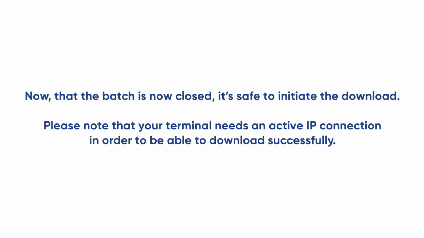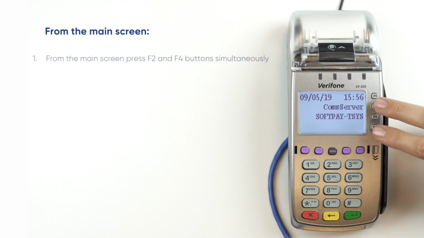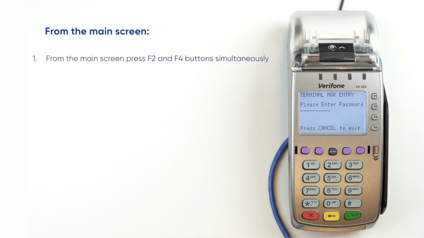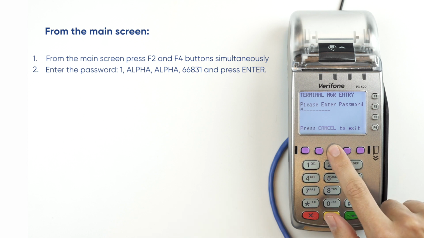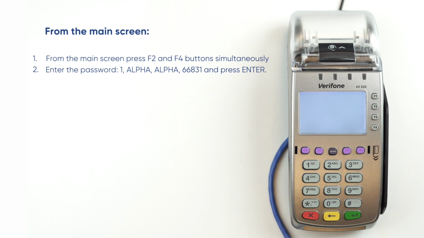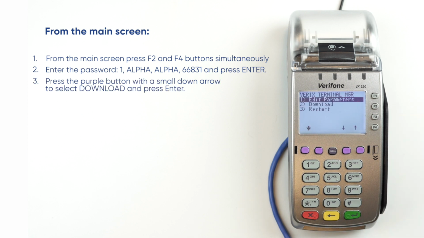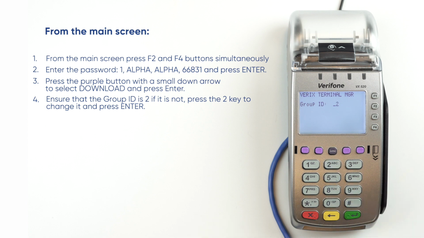Please note that your terminal needs an active IP connection in order to be able to download successfully. From the main screen, press F2 and F4 buttons simultaneously. Enter the password 1alpha66831 and press Enter. Press the purple button with a small down arrow to select Download and press Enter. Ensure that the group ID is 2. If it is not, press the 2 key to change it and press Enter.